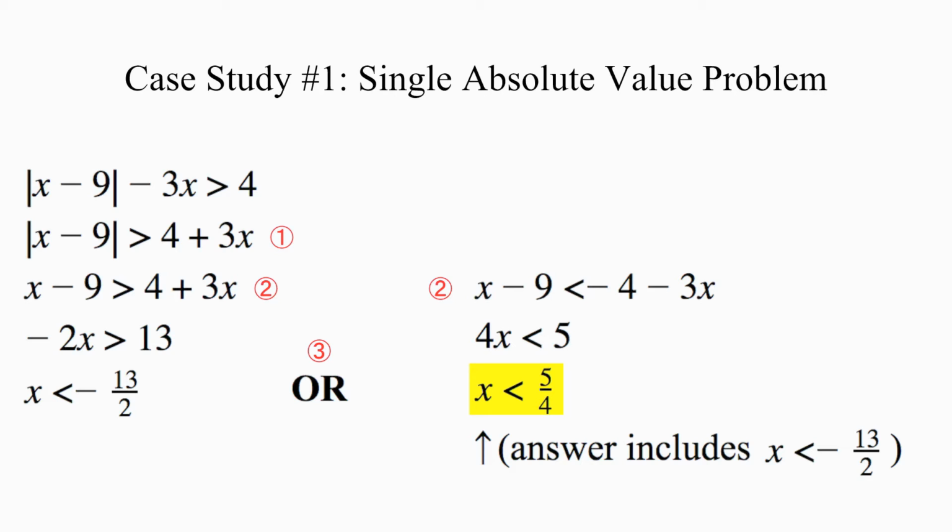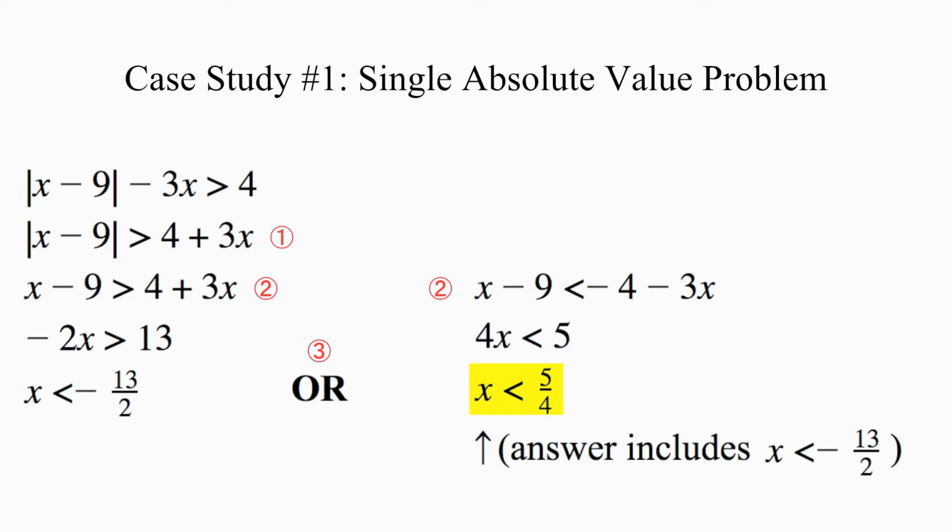Looking at the positive side, it's basically the same thing as the original equation, just without the absolute value signs. And so what we're left with is x minus 9 is greater than 4 plus 3x. Looking at the negative side on the right, there are 2 things happening. Number 1, the sign is being flipped. And number 2, the side without the absolute value is being multiplied by negative 1.